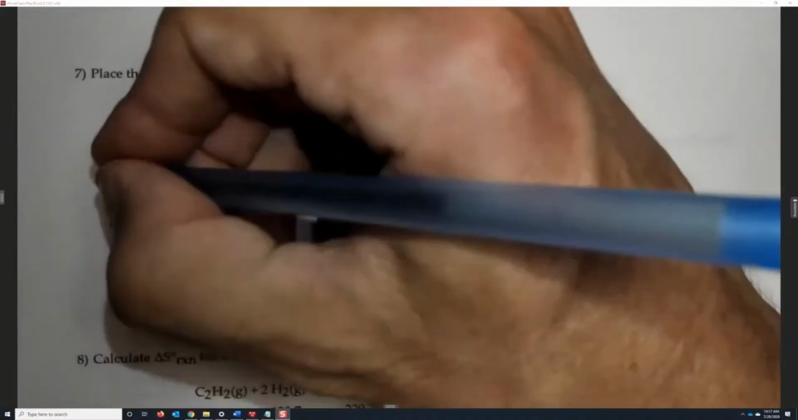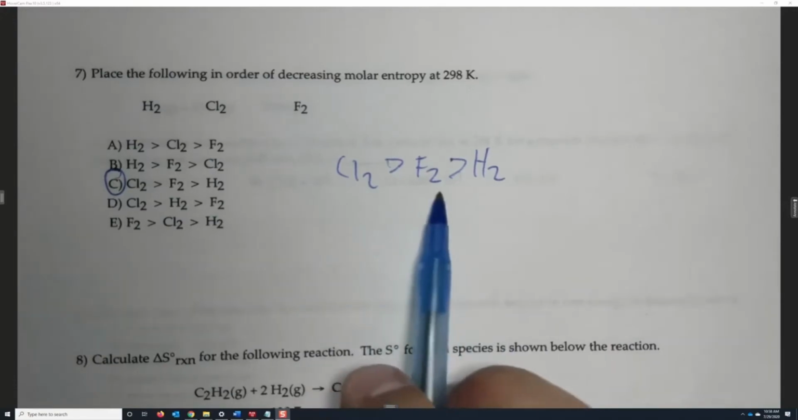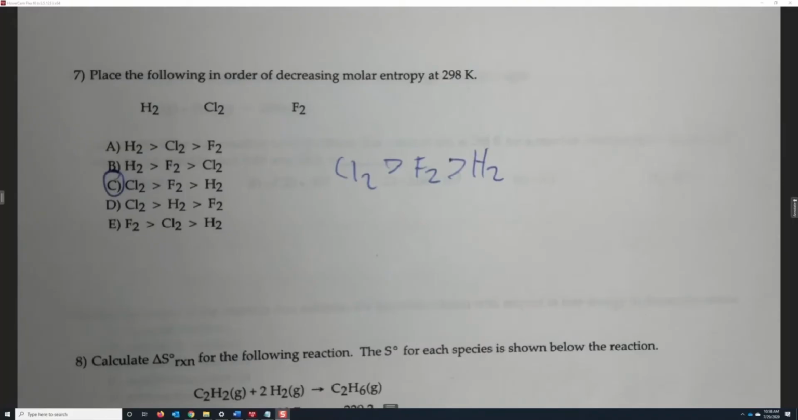So this is choice letter C. Again, I won't put a question on the exam where molar mass is the only factor, because generally speaking, there can be other factors, including the shape of the molecule. For these simple diatomic molecules, this molar mass phenomenon does work.